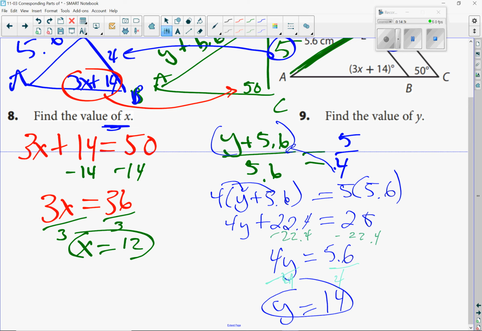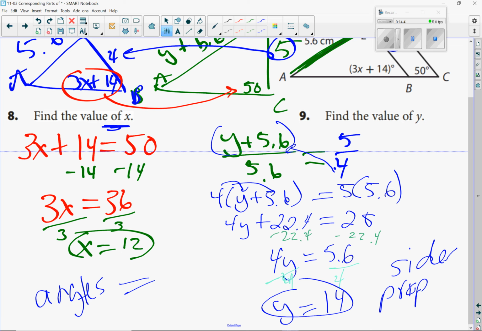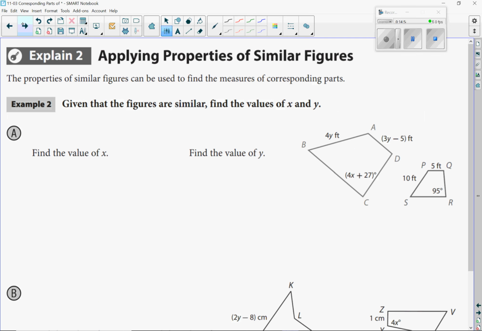There you go. So you're just matching up corresponding parts. Angles you said equal, right? Angles are equal. Sides, you're going to have to do a proportion. Okay, here's another one, right?